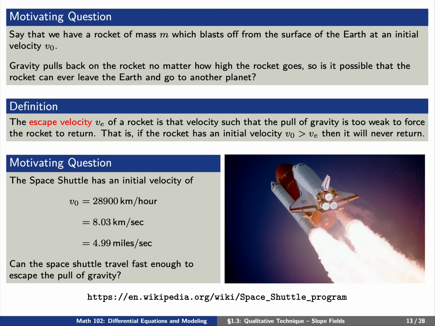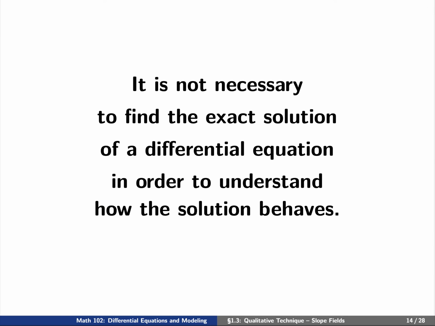So here's our new motivating question. The space shuttle has an initial velocity of 28,900 kilometers per hour, which roughly translates to 5 miles a second. Can the space shuttle travel fast enough to escape the pull of gravity? Well, we'll answer this question today. Of course, what we're going to do is take a look at a physical description of what's happening, and then we'll write down a differential equation.